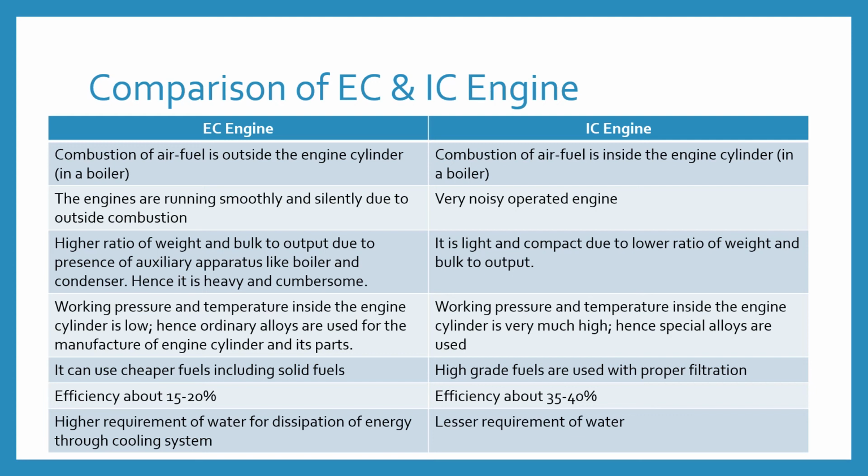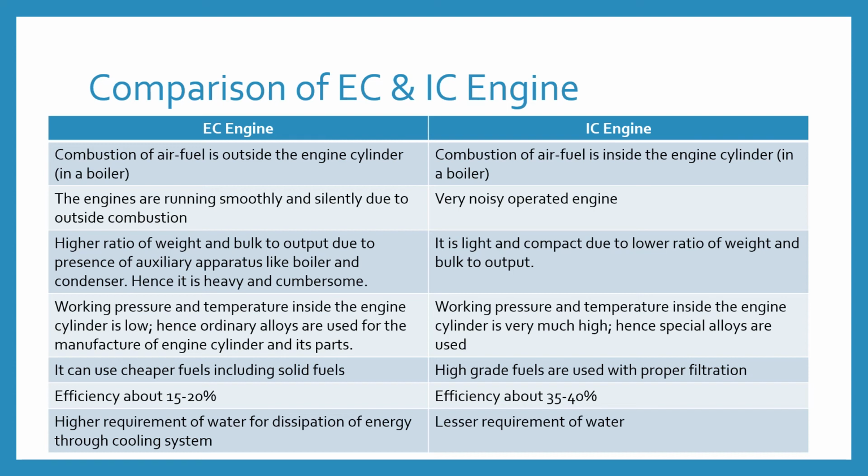Higher ratio of weight and bulk to output due to the presence of auxiliary apparatus like boiler and condenser in case of the external combustion engine, and hence it is heavy and cumbersome. In case of the IC engine, it is light and compact, due to the lower ratio of weight and bulk to output.